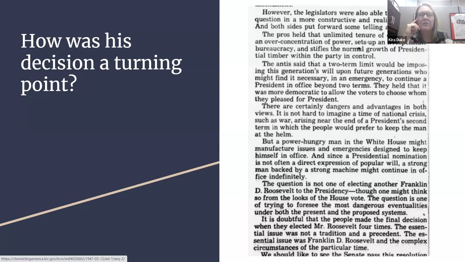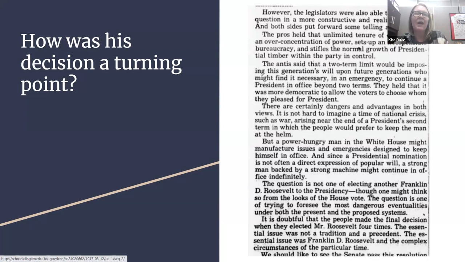I thought it was interesting to have students look at this because it outlines the arguments in favor of term limits and those opposed to them. It says the pros held that the unlimited tenure of office invites an over-concentration of power, sets up an irresponsible bureaucracy, and stifles the normal growth of presidential timber within the party in control. The anti said that a two-term limit would be imposing this generation's will upon future generations who might find it necessary in an emergency to continue a president in office beyond two terms. They held that it was more democratic to allow the voters to choose whom they pleased for president. So it lays out the arguments we see represented from FDR's time and followed through over the next seven years.